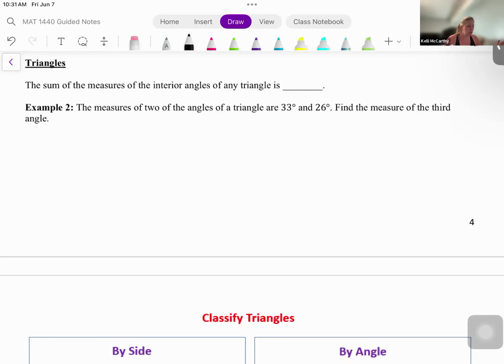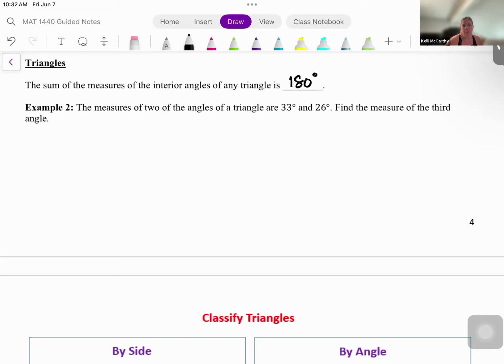In this video, we're still looking at angle relationships, but here we're going to focus on angle relationships within a triangle. The first is that the sum of the measures of your interior angles of any triangle is equal to 180 degrees.